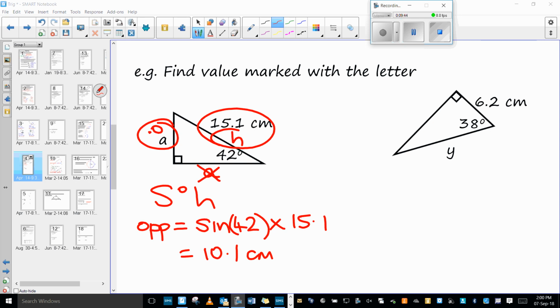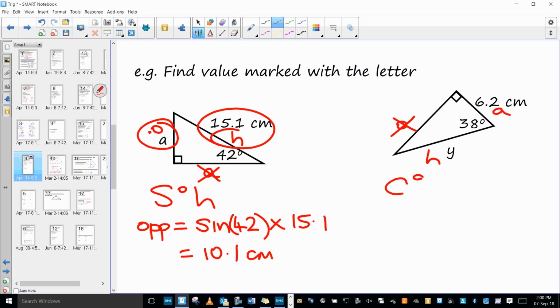HOA. So this one is going to be which ratio? Cos. So we're crossing out that one, and we try to find the A or the H. We're trying to find the H, because it doesn't have a number on it, it has a letter.